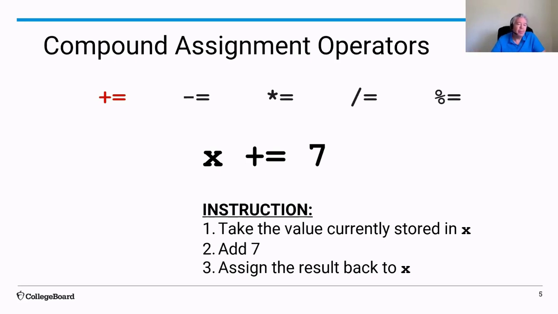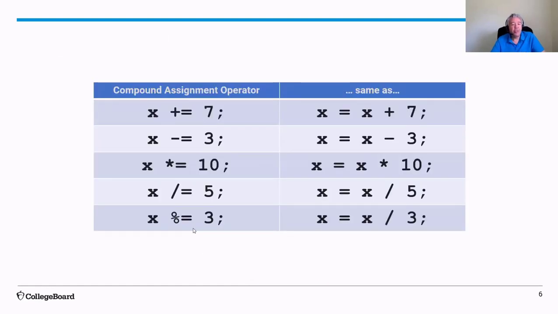The same applies to all of the others. In fact, you could say that each one of these is the same as its counterpart over here on the right. Now, again, keep in mind that we're not in math class anymore. We're not in an algebra class or pre-algebra or calculus or anything like that. In a math class, this would be a false statement. There's no way that X could equal X plus 7, or X could equal X minus 3. But we're not in a math class, we're in a Java class.